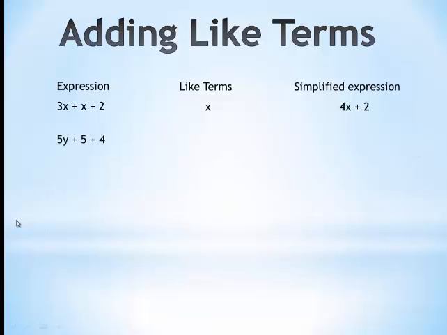All right, what would my like terms be in this problem? The 5 and the 4. Combine those together, you would get 5y plus 9. This one's a little tricky.